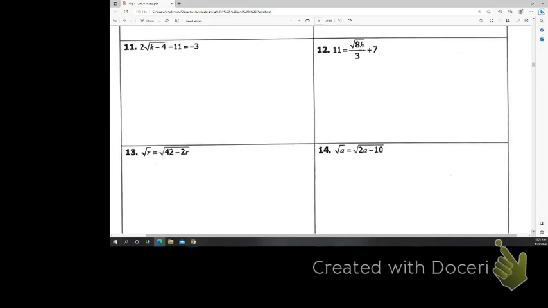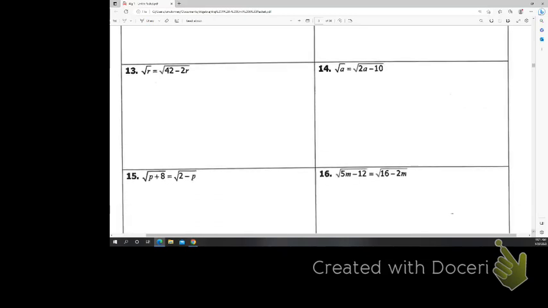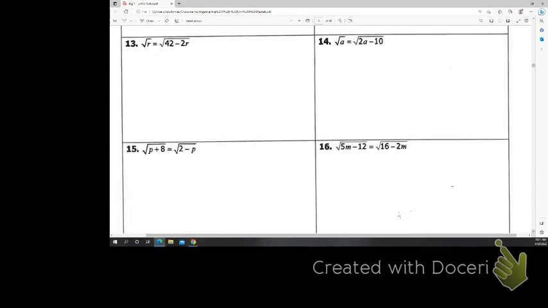The ones with 2 radicals might seem worse, but they're actually easier because the radicals are isolated. There's nothing hanging on the outside of them. So we just start out by squaring both sides, and it just becomes r equal 42 minus 2r. I just have more than one variable. So I got to get my variables on the same side. And then divide to get r is 14.